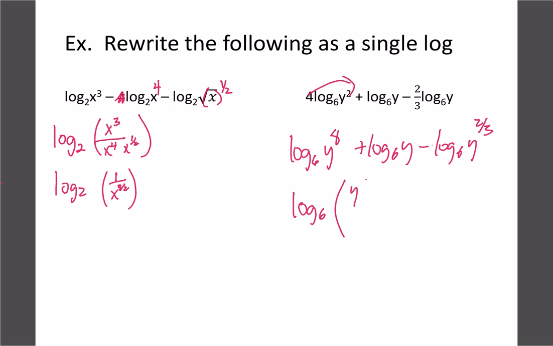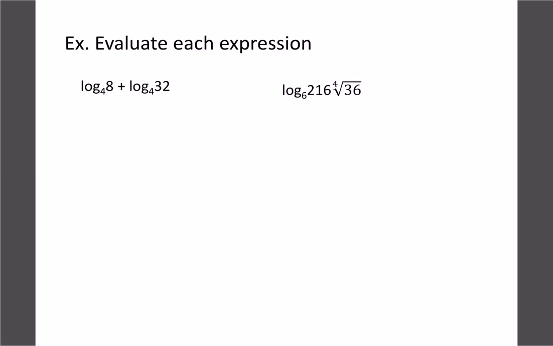So we can put all those together. We'd have y to the 8th times y divided by y to the 3/2. So y to the 8 times y would be y to the 9, and then 9 minus 3/2. So 9 minus 1.5 is 7.5. So we can write that as log 6 of y to the 7.5, which would be 15/2 if we leave it as a fraction. And we can put brackets on, or you don't need to. It doesn't really matter. It works the same either way. Okay, so that's it for that one. Let's do a couple more.